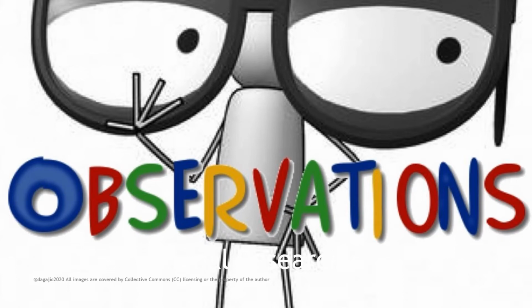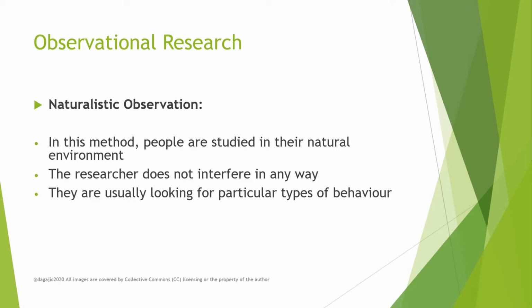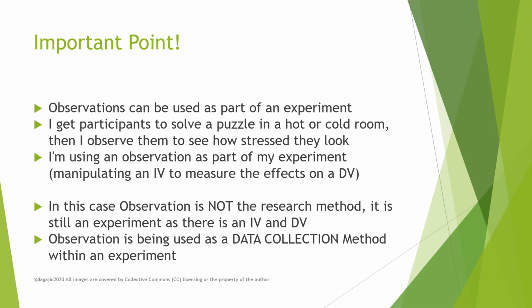This presentation is all about observational research in psychology. We're talking here about naturalistic observation. So in this method, people are studied in their natural environment. The researcher does not interfere in any way, so there's no independent or dependent variables, and they're usually looking for particular types of behaviour. Obviously, you have an aim before you start off.